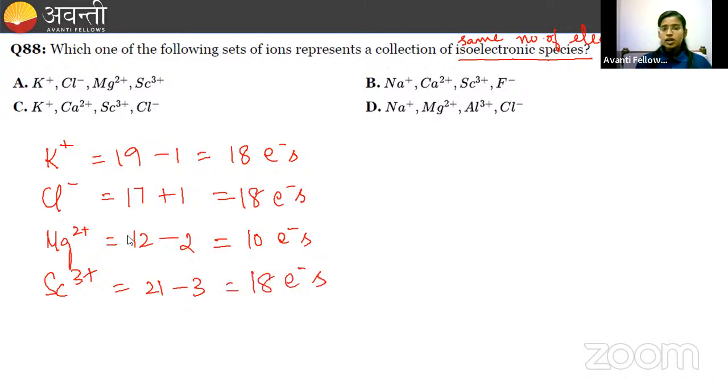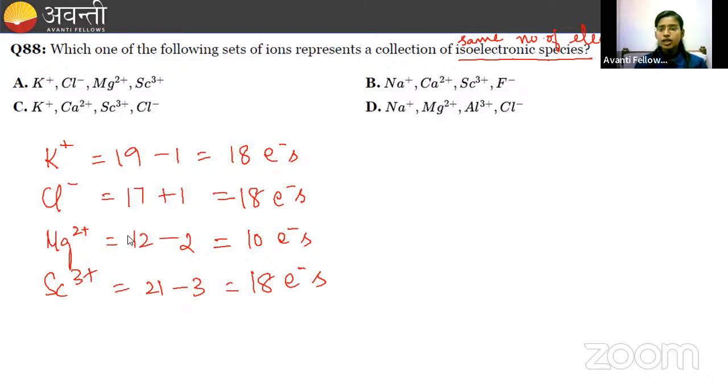Okay. So because of this magnesium 2 plus, option A is incorrect. Even though the other species have 18 electrons, because of magnesium 2 plus, option A is not the correct set of isoelectronic species. Then moving forward with option B.